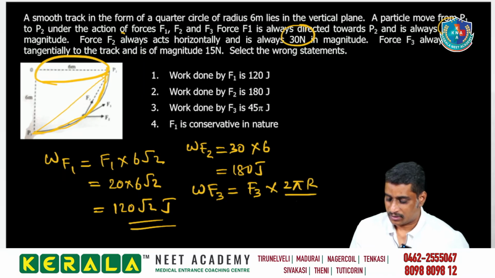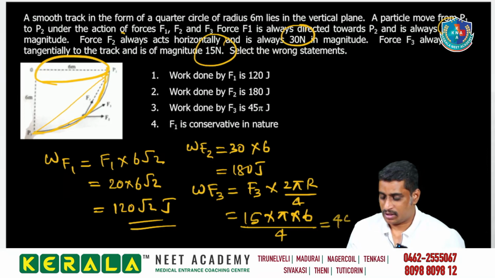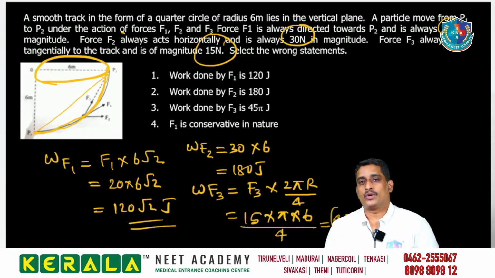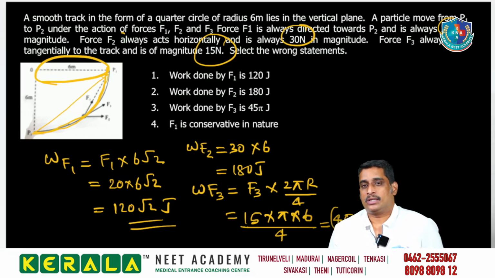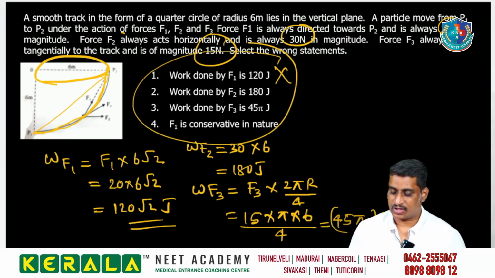2 pi r by 4, nothing but pi r by 2. The F3 value they have given is 15. So 15 into pi into radius of the circular path, 6, divided by 4. By solving this, it will come out to be 45 pi joules. If a force is constant with time and with position, that force is treated as a conservative force. If you look at the four options they have given, the first option is wrong.